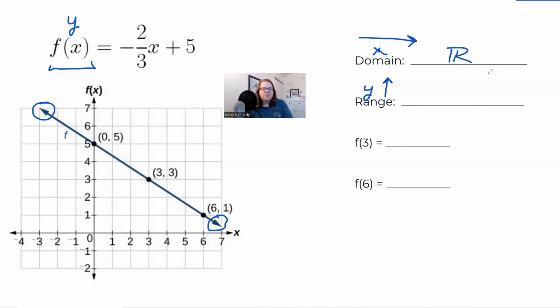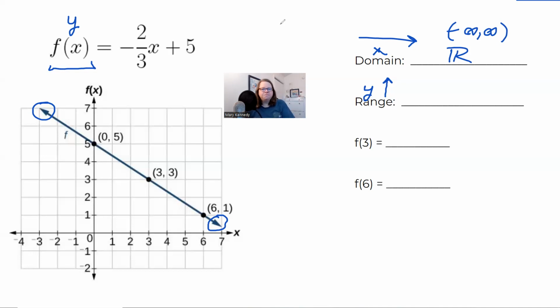Now, this is the symbol for all real numbers. Sometimes you write out the words all real numbers, and sometimes you write negative infinity and positive infinity in parentheses. Those are different ways to say the same thing. And it's saying the domain from left to right, this line never stops. It continues in both directions.